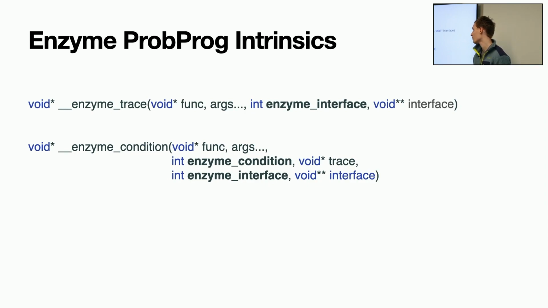And we also have an intrinsic for conditioning, which again takes a function and arguments to that function, but this time we also take another trace, which can be drawn from a previous sample. In that trace are the values we want to condition on. So we define the values we want to see there beforehand at a certain address. And again, it takes an interface, which we will use for creating those traces.